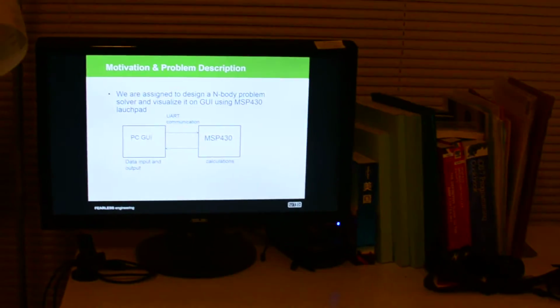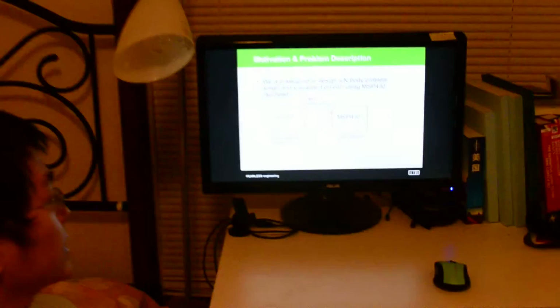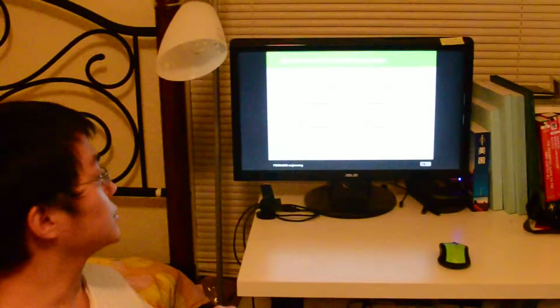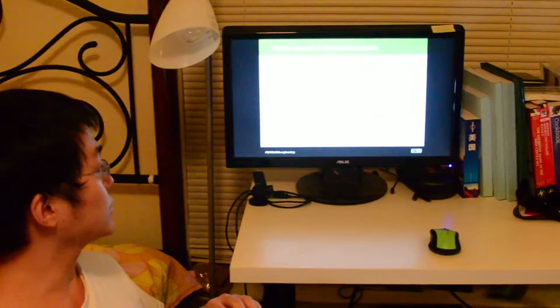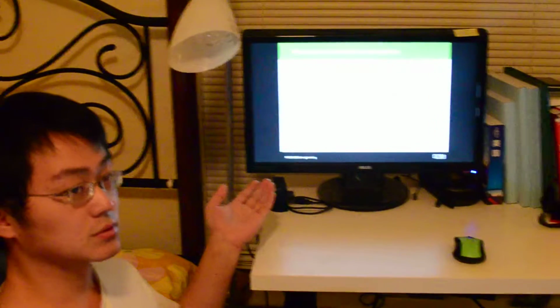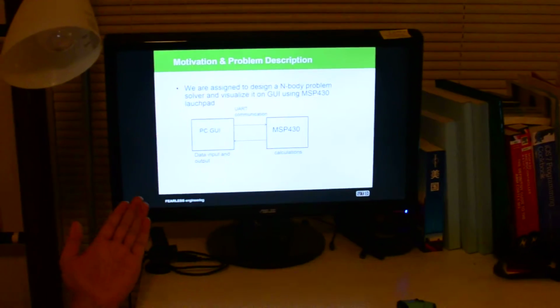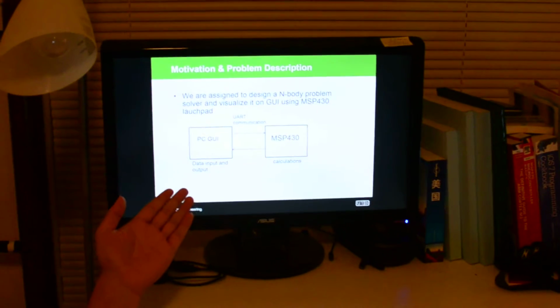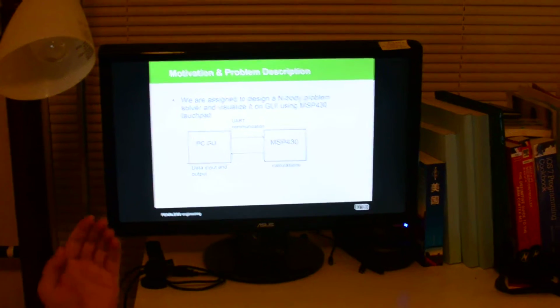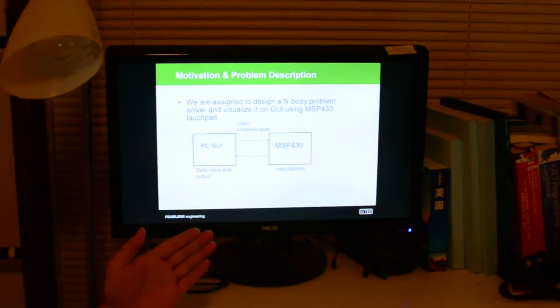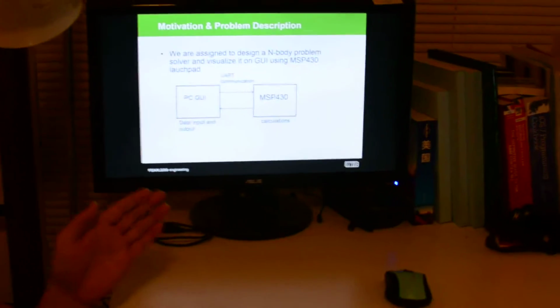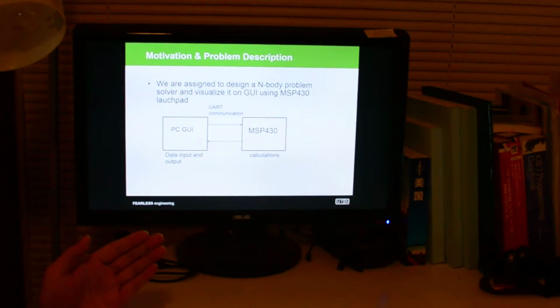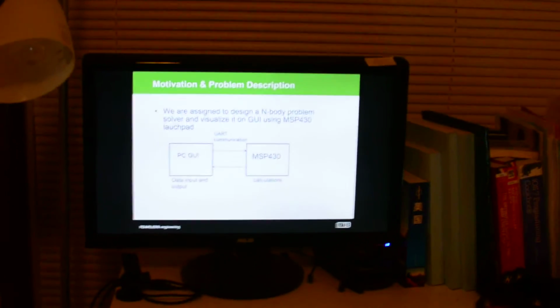We're assigned to design an n-body problem solver and visualize it on the GUI using the MSP430 Launchpad, and the block diagram shows how we design this system. We're using the GUI to import the data from a text file and using UART for communication, and the MSP430 Launchpad will finish the calculation and give the data back to the GUI, which outputs it as a text file too.